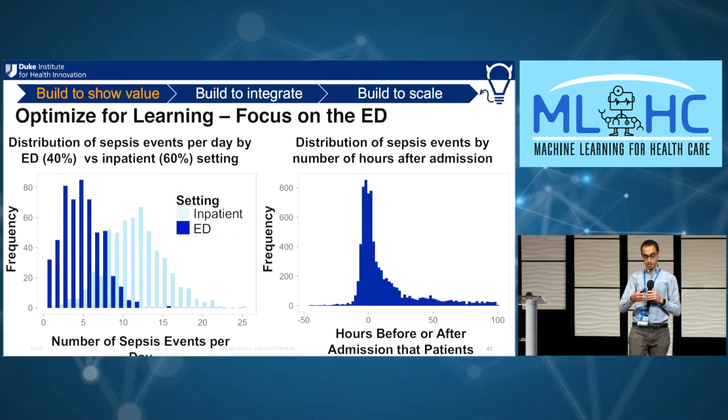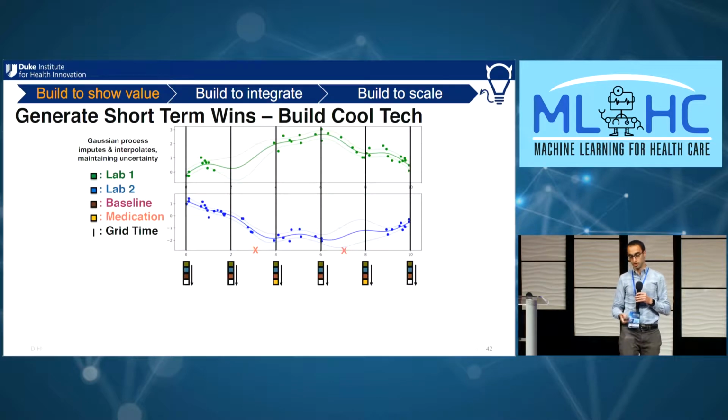40% of sepsis in our health system occurs in the ED, and if you look at the distribution of time of sepsis, the bulk of that distribution is around time 0, which is time of admission. Then you have to build cool tech.